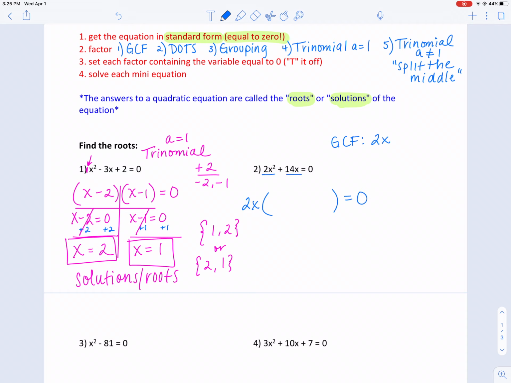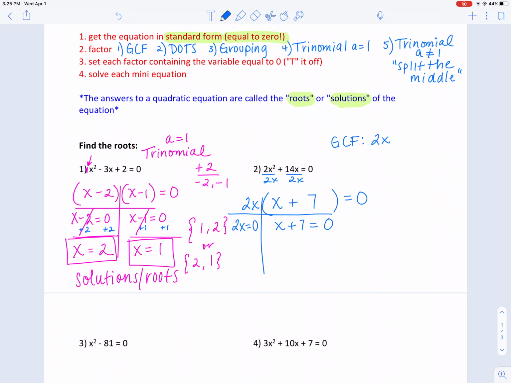Now, I'm going to divide each of those terms by 2x to help me figure out what's left in parentheses. When I divide, I get x plus 7. So one term is 2x, the other term is x plus 7. That's going to make up my T. I'm going to just move this a little. So now we're going to take 2x and set it equal to 0. We're going to take x plus 7 and set it equal to 0.